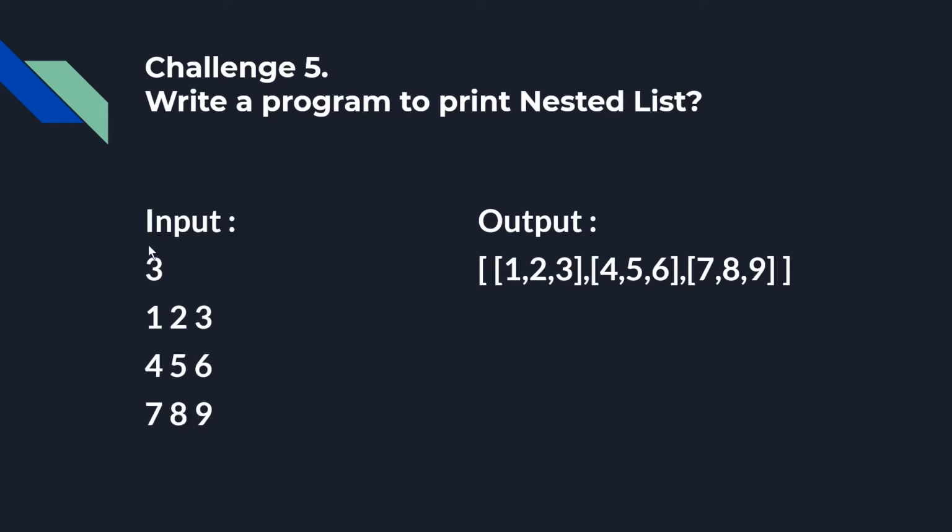So now n value is 3 and number of rows should be 3, and the number of elements in the first row should be 3, second row should be 3 and third row should be 3. So this is how we have to print the nested list. Using this input we have to print the output in the form of a nested list. So now we will write the logic for this one.